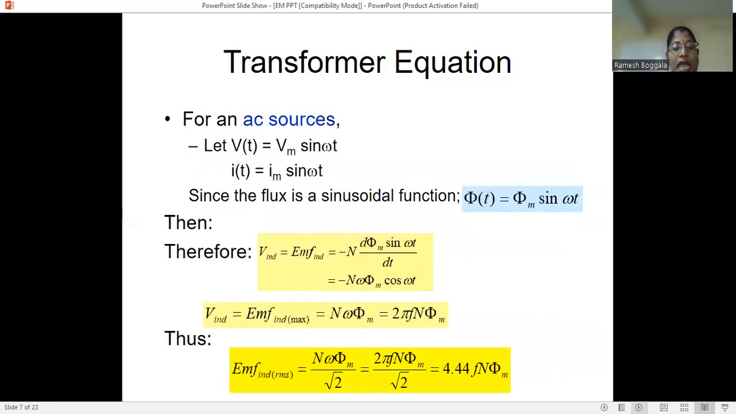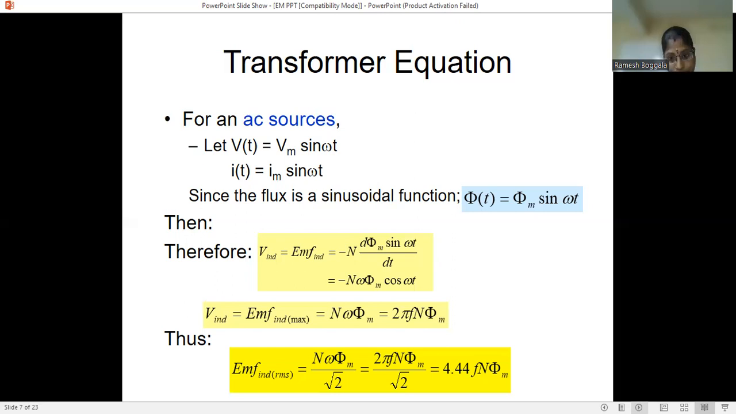For an AC source, the transformer transfers the AC supply from one circuit to another circuit. So what is the AC source? Let v of t equal Vm sin omega t, and i of t equal Im sin omega t. Since the flux is a sinusoidal function, phi of t is equal to phi m sin omega t. Therefore, apply the d phi and dt values here. So V is equal to minus N d phi m sin omega t by dt, which equals, on differentiating sin omega t, minus N omega phi m cos omega t.